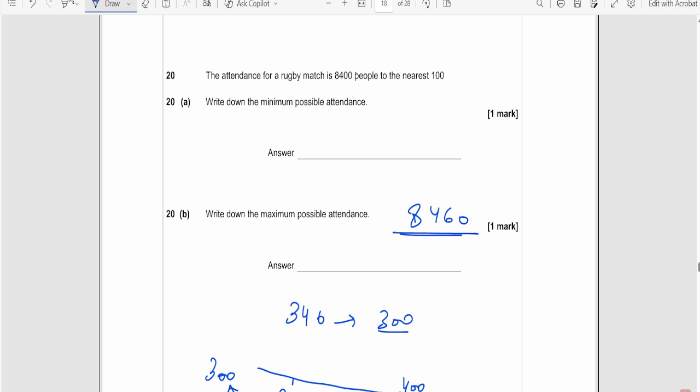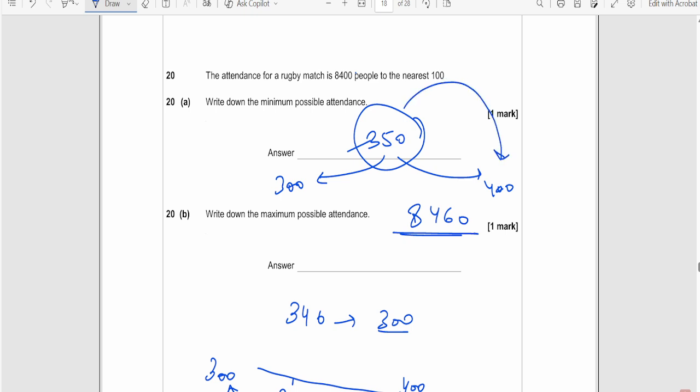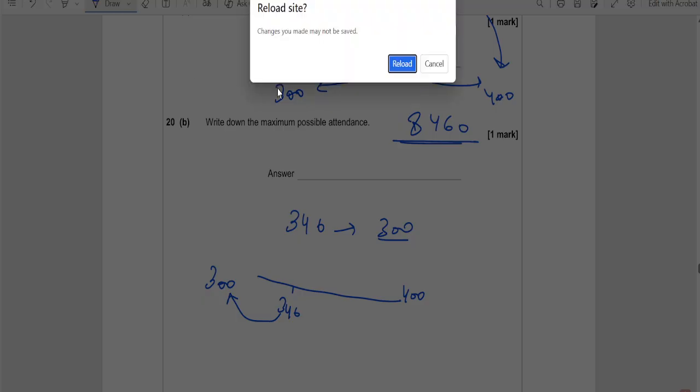Can you round 350 to the nearest 100? This number lies between which two numbers? Check multiples of 100. 300 and 400. Exactly. And this is exactly halfway between 300 and 400, right? Yeah. So basically, whenever it is halfway, we write the next number. Okay. So the answer would be 400.